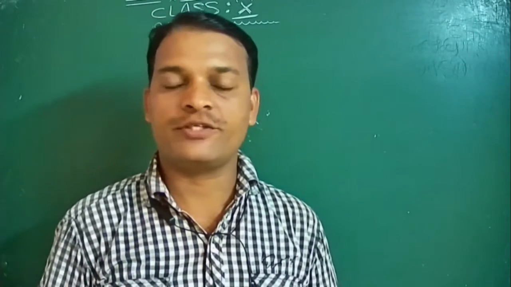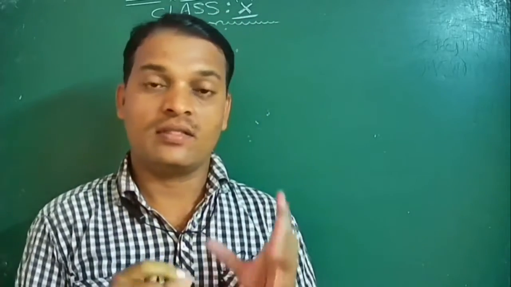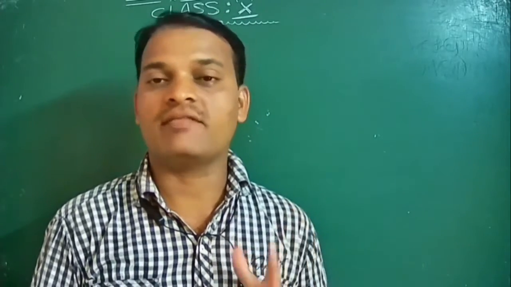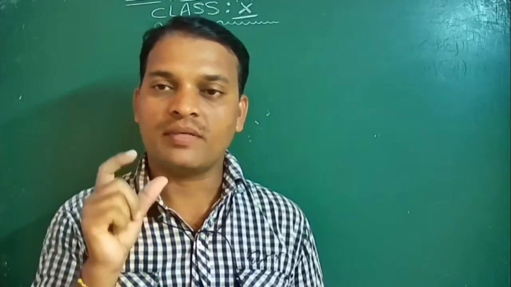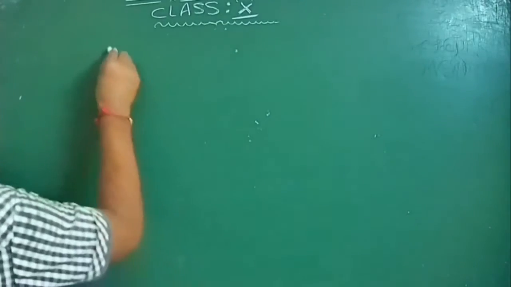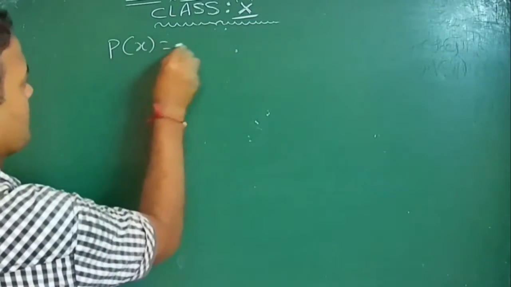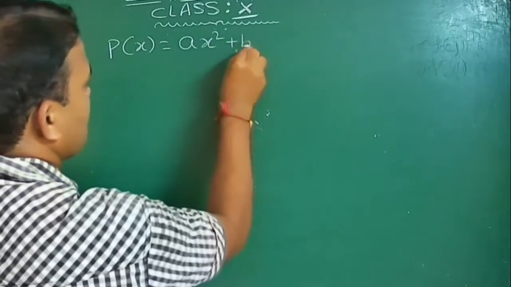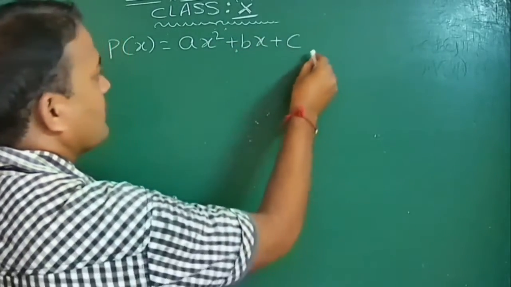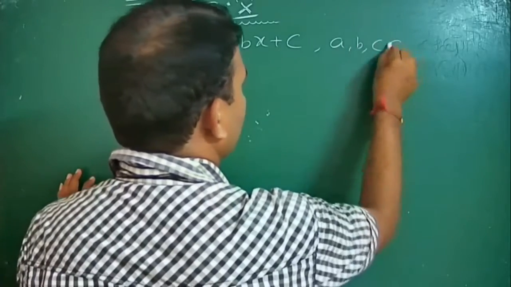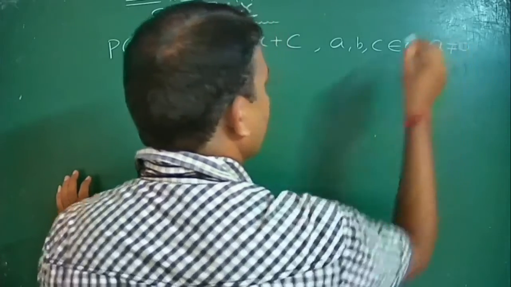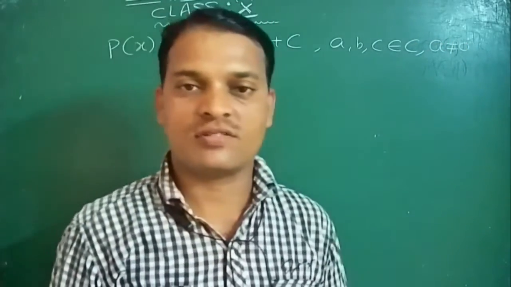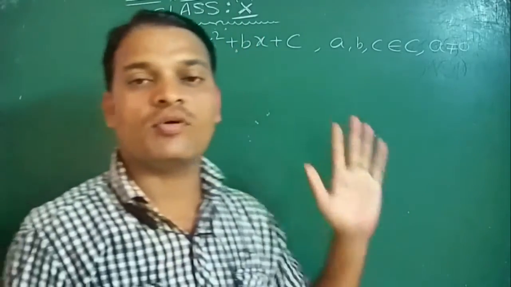Today I want to explain the graph of a quadratic polynomial. The given polynomial p of x is equal to ax square plus bx plus c, where a, b, c belong to complex numbers and the leading coefficient a is not equal to 0, so then it is called a polynomial.